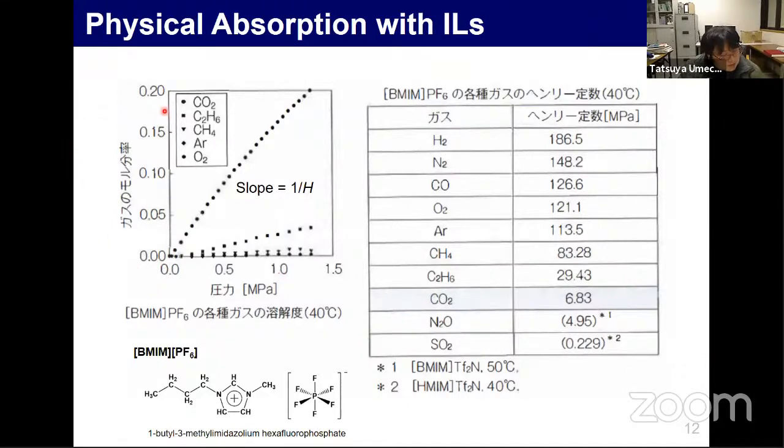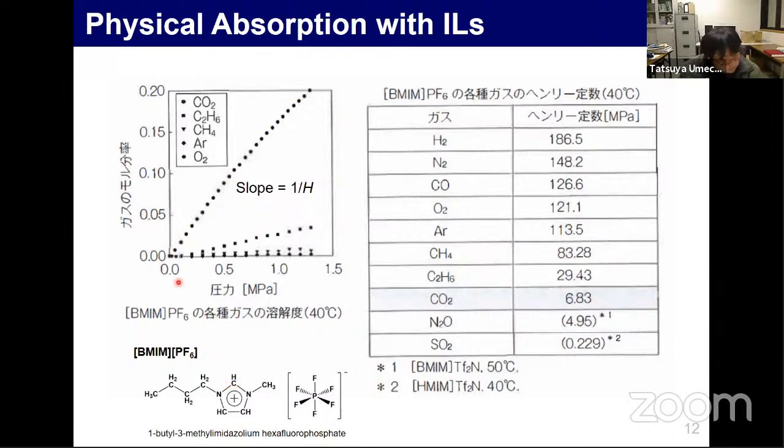The upper left figure is the result of the physical absorption with ionic liquid. The horizontal axis of this figure is partial pressure in gas phase. The vertical axis is the concentration of gas absorbed in the absorber. The figure shows the solubility of gases in ionic liquid for five gases. The ionic liquid shown in the figure is 1-butyl-3-methylimidazolium hexafluorophosphate. The structure of the 1-butyl-3-methylimidazolium hexafluorophosphate ionic liquid is shown here. As I already told, the solubility of gas in liquid solution increases linearly as the partial pressure in gas phase increases.